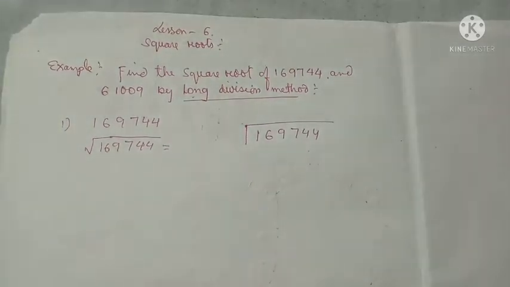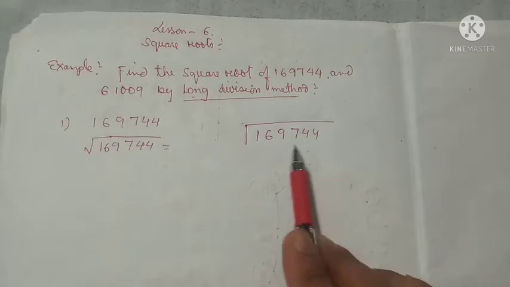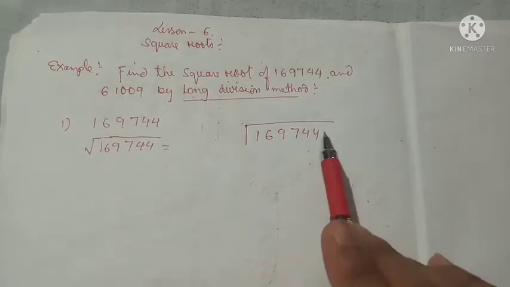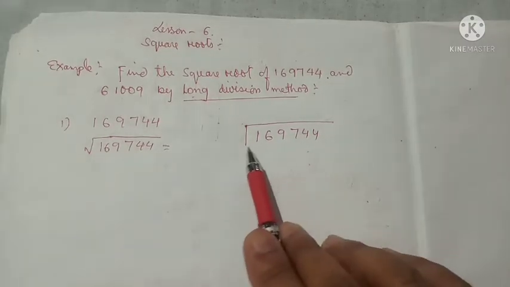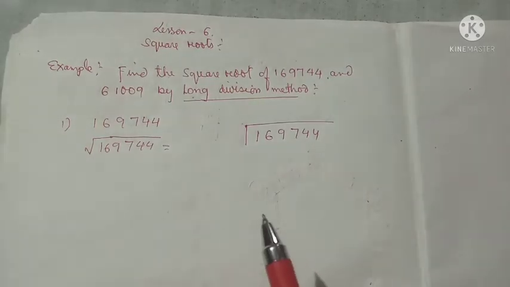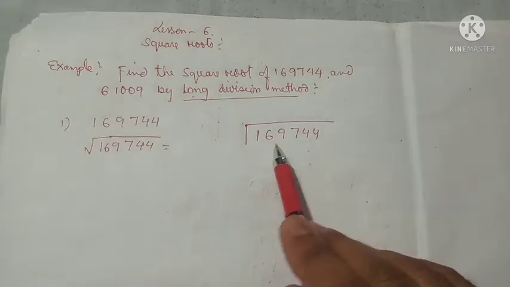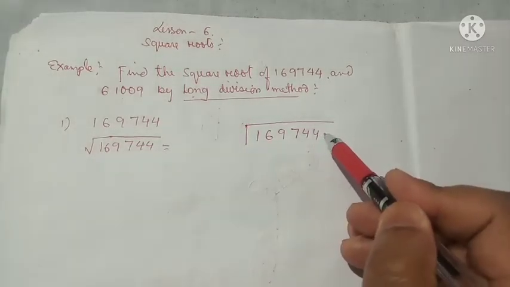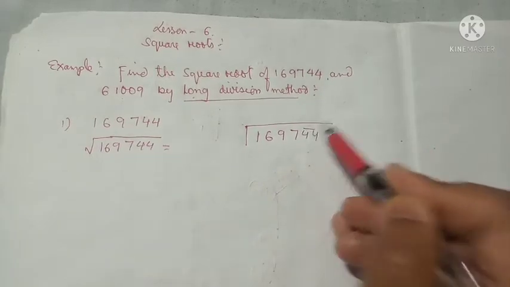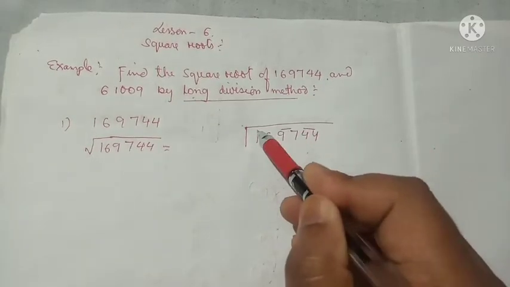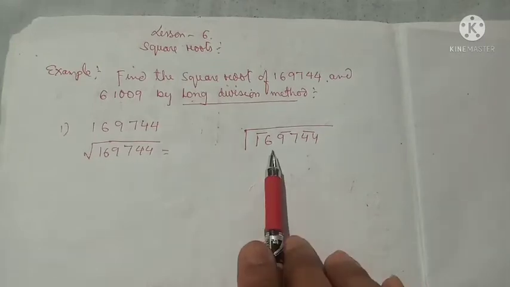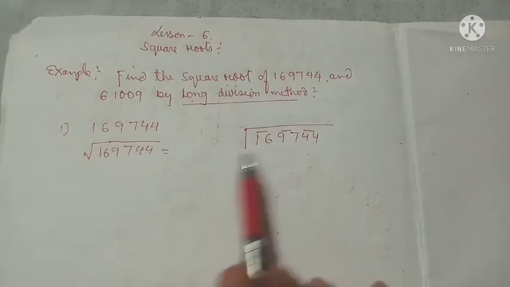First, we are going to find out whether the number has an even number of digits. 1 2 3 4 5 6, this is an even count. So the second step is to know how to put the bar over the given number. We start from the right-hand side. If it is even, we can put two digits in each pair.